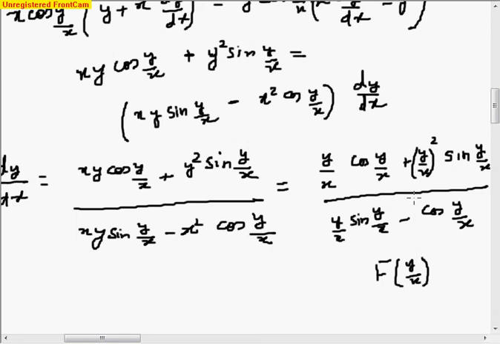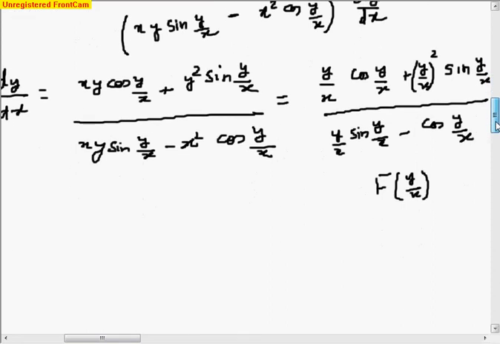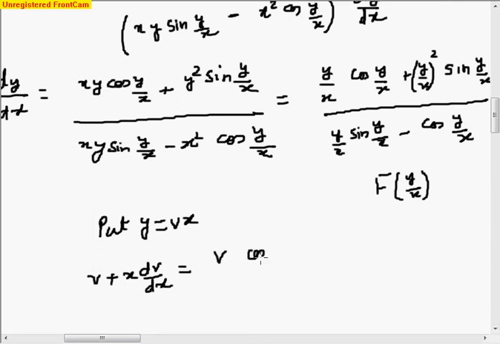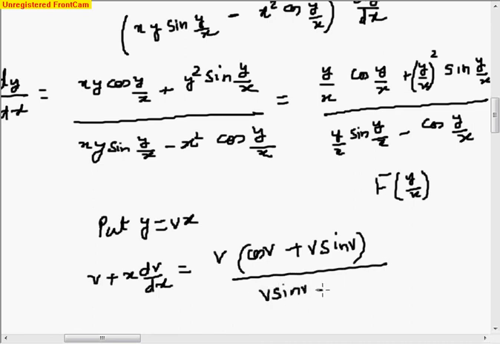Right? Now I can make the substitution, put y is equal to vx. So you will get v plus x dv by dx. On right hand side replace your y upon x with v, that is v cos v. I can take v common from the numerator, plus v sin v upon v sin v minus cos v. Okay. So this is, now I will take v on right hand side.